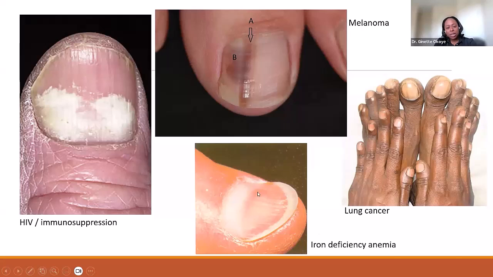And then if you see spoon nails or koilonychia, think about iron deficiency anemia and hemochromatosis.